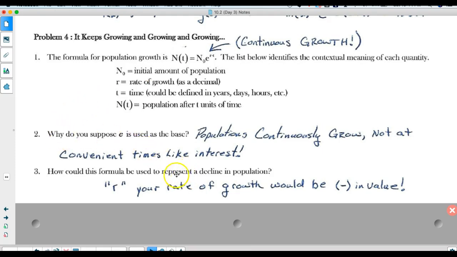We can use this to represent a decline in population, or a decay function, if we let r be negative in value. So if our rate of growth is negative, the curve, going left to right, will actually fall.